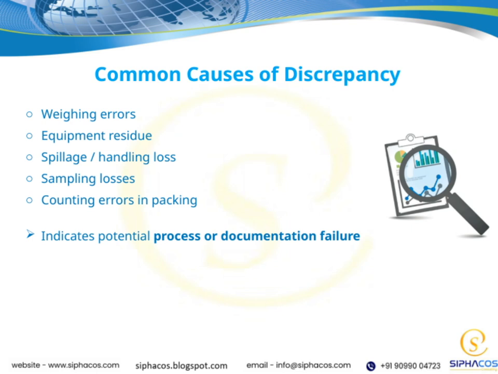Sampling losses are another point. If samples aren't representative or are mishandled, they won't accurately reflect the whole batch. Lastly, counting errors in packing can occur when items are miscounted during the packing process, leading to discrepancies. All of these issues point to potential failures either in the process itself or in the documentation. Recognizing these causes helps us identify where improvements can be made to ensure accuracy and consistency throughout our operations. Remember, understanding these common causes is fundamental to maintaining quality and minimizing discrepancies in our processes.